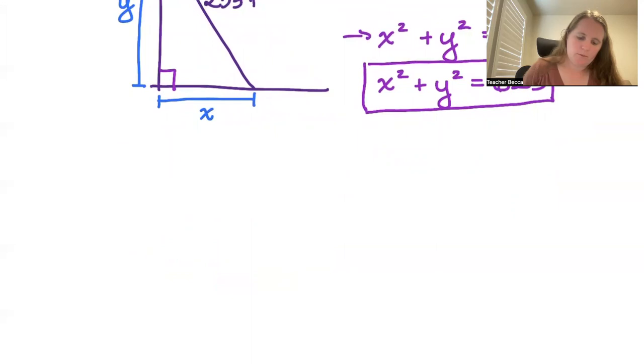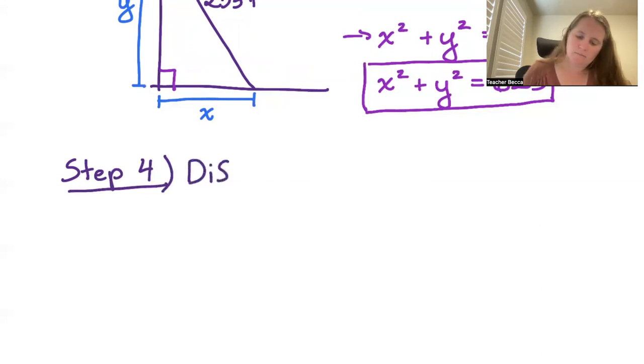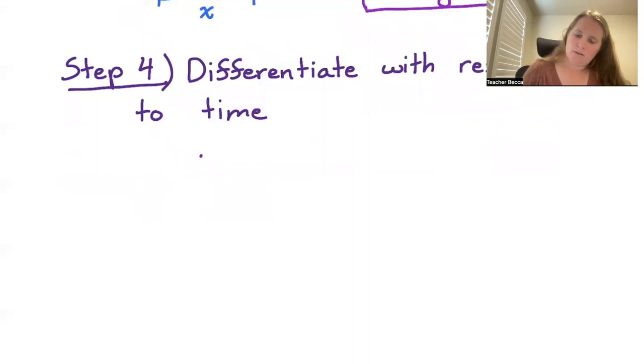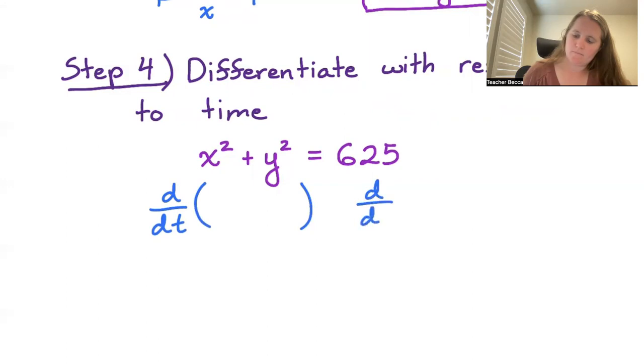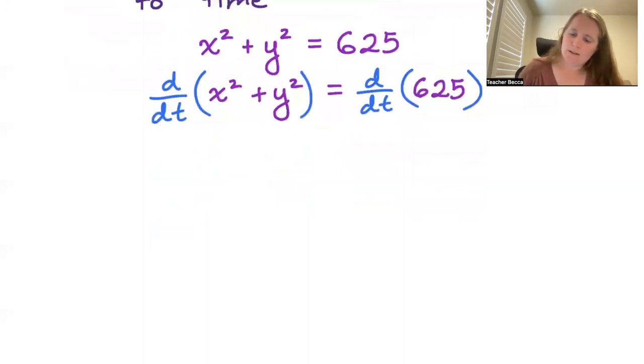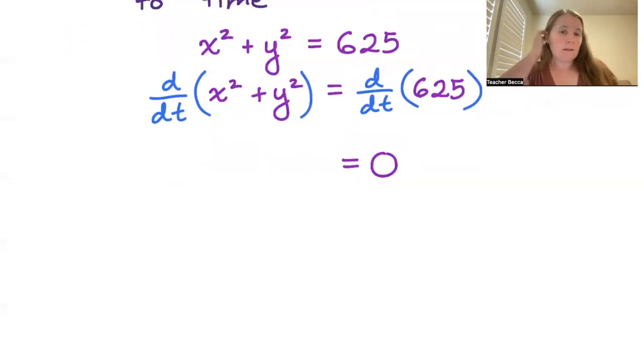Our next step, step 4, is to differentiate with respect to time. So we have x squared plus y squared is equal to 625. If we take the derivative with respect to t of both sides, we are looking at the derivative with respect to t of x squared plus y squared is equal to the derivative with respect to t of 625. Of course, the derivative of 625 is just 0. The derivative of a constant is always 0.